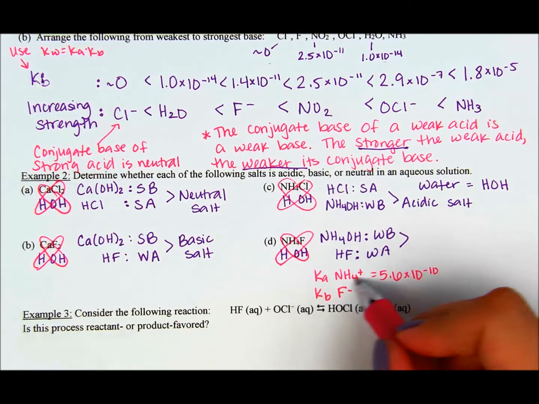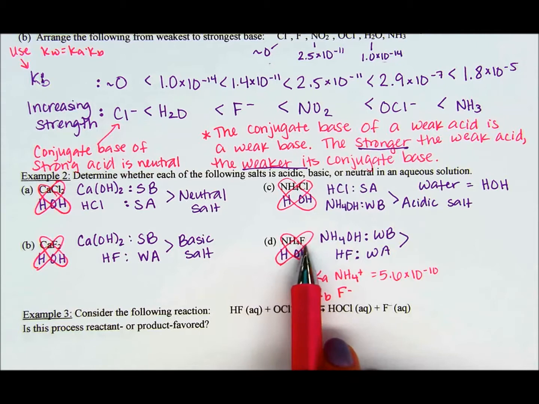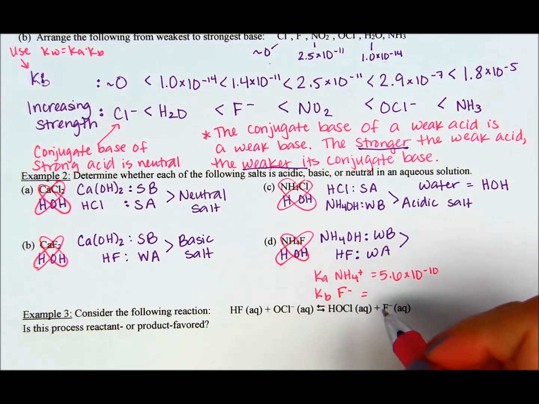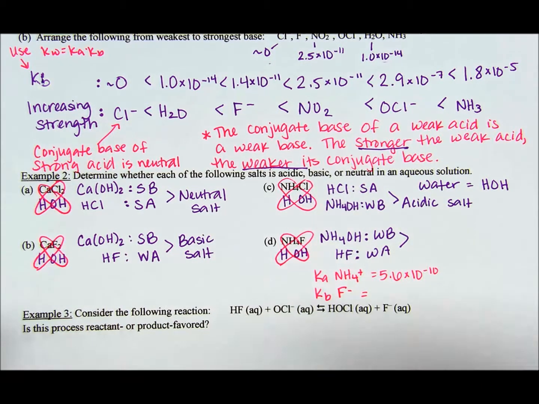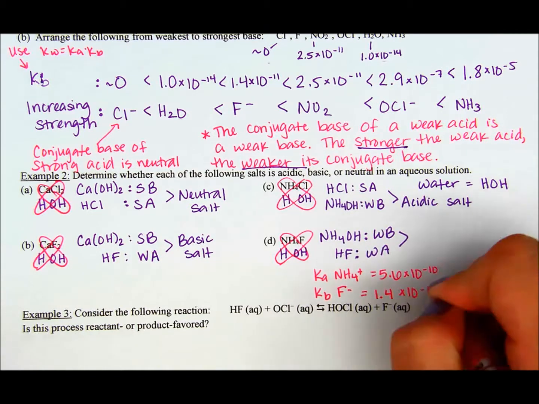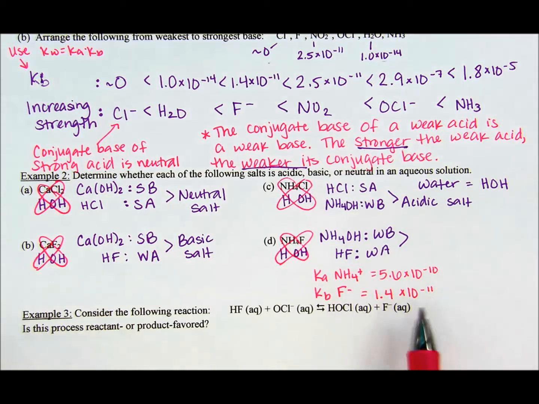So we have our Ka for our ammonium here. That's going to be for this part, the ammonium. Now we need the Kb for the negatively charged ion, the fluoride. So the Kb of fluoride, and we figured that out above, and that's 1.4 times 10 to the negative 11. So, which one of these is bigger? Well, Ka is 10 to the negative 10, that's 10 to the negative 11. Of course, Ka is the bigger number.